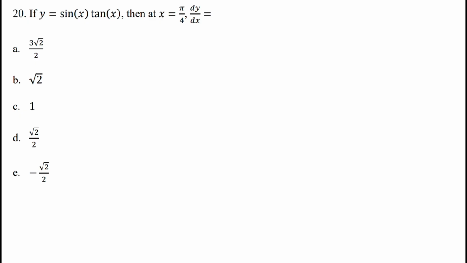All right, for number 20 here, we have sine x times tangent x, and we want to find the derivative at pi over 4. So we'll use the product rule to find that derivative. Y prime should be sine of x times the derivative of tangent, which is secant squared x, and then plus the derivative of sine of x, which is cosine of x, times tangent x. We can then just plug in pi over 4 in all of this.